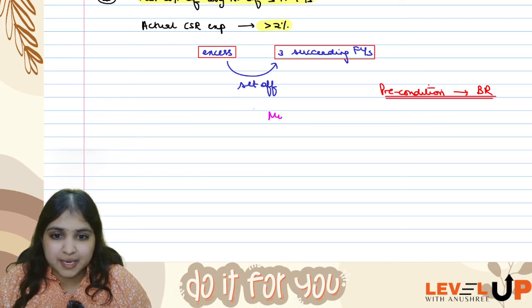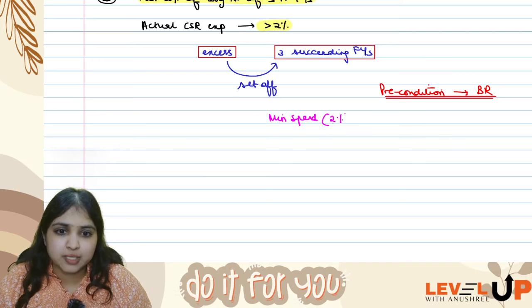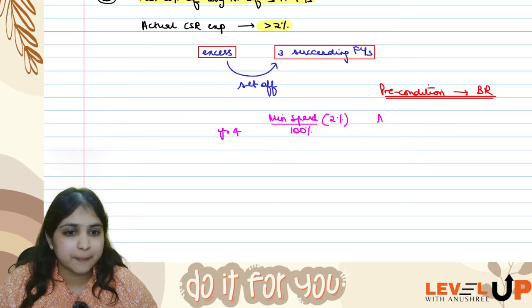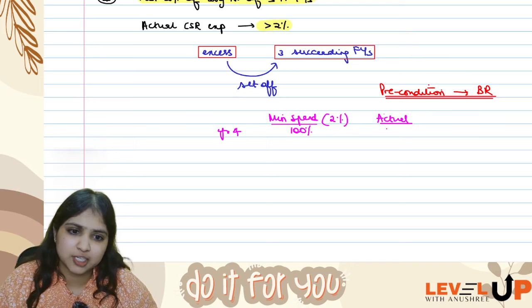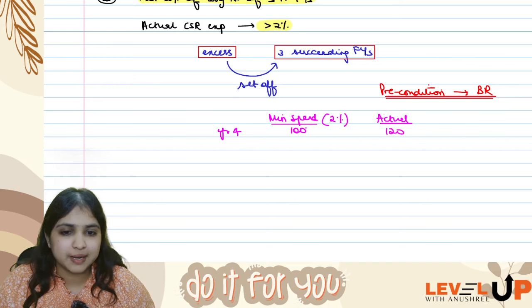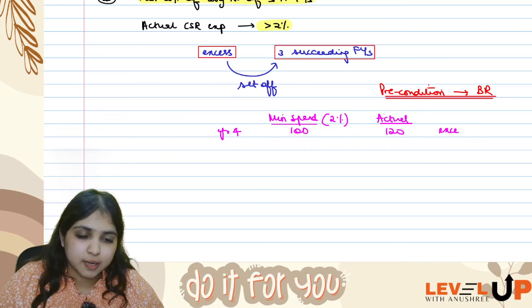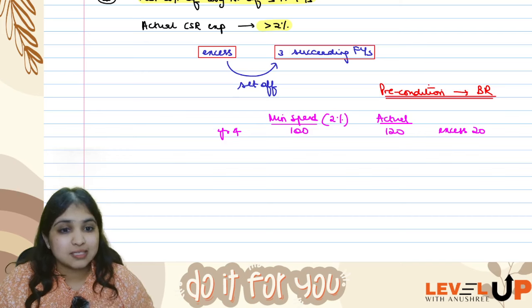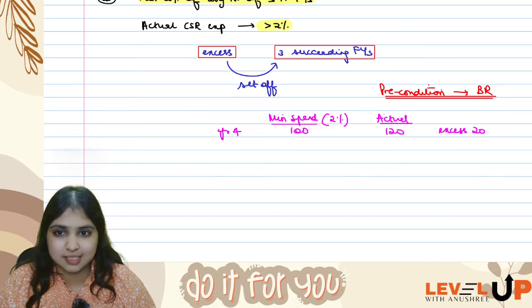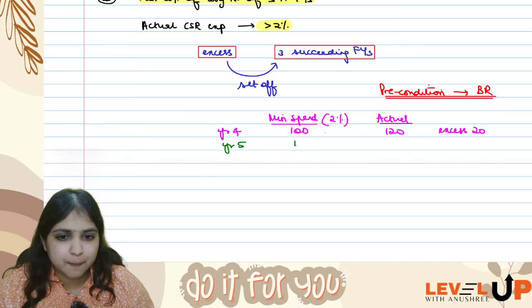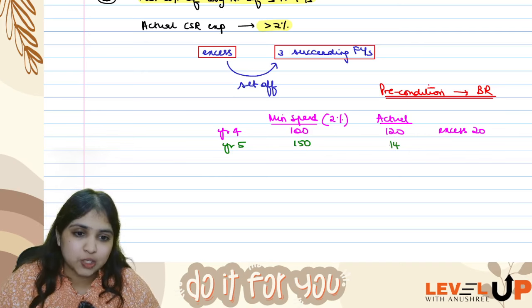Let's say the minimum CSR spend, that is the 2% number, was 100 rupees, and I am talking about year 4. But how much did the company actually spend? Let's say the company actually spent 120 rupees. So minimum spend was 100 rupees, but the company actually spent 120 rupees. So how much extra did the company spend? 20 rupees, guys. Now this extra can be set off across the next 3 years. What does this mean? In year 5, the minimum amount which the company should have spent is, for example, 150. But the company actually spent only 140.